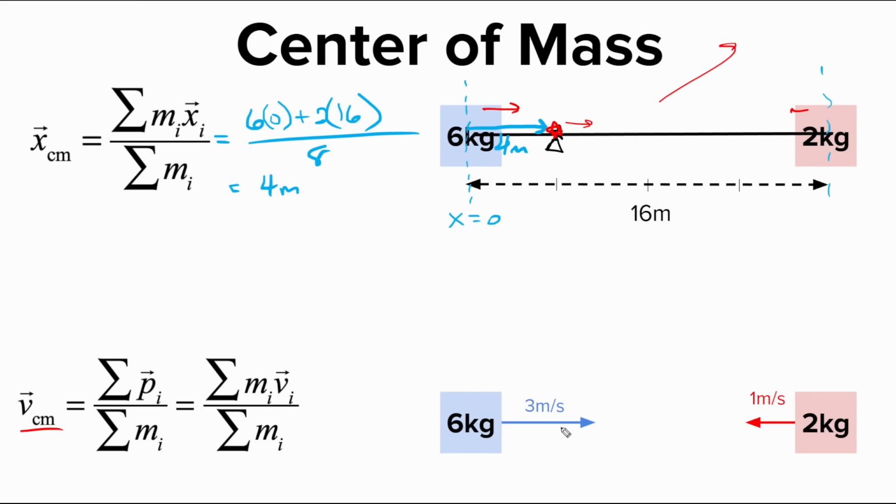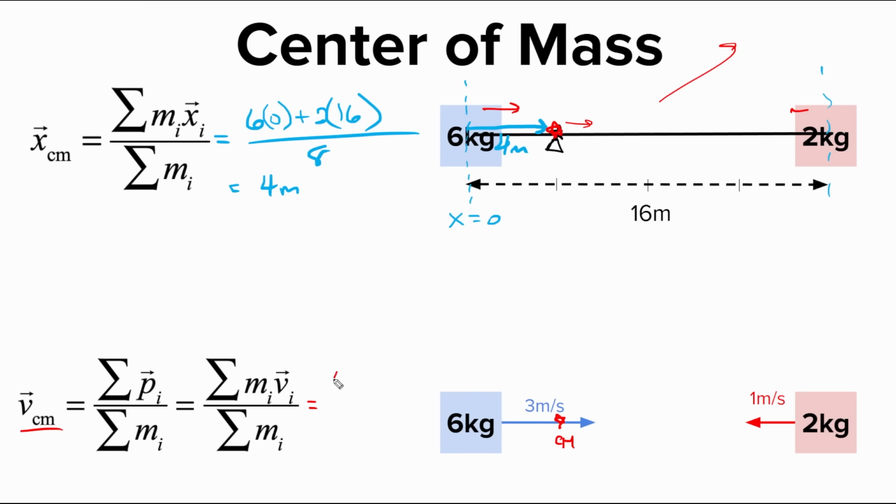I know right now it's like right here. But where would the center of mass go? Like, what would the velocity of that be? Is it going to be heading rightward, leftward? Let's find out. So we're going to do this. We're going to say take the sum of, it looks just like this formula. Instead of mx, it's going to be mv, and you divide by the total mass.